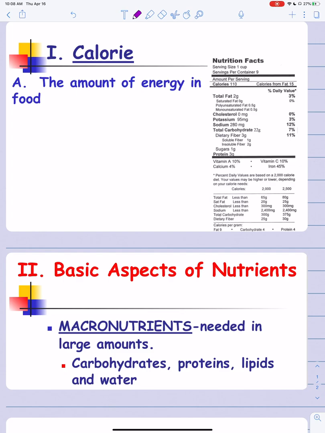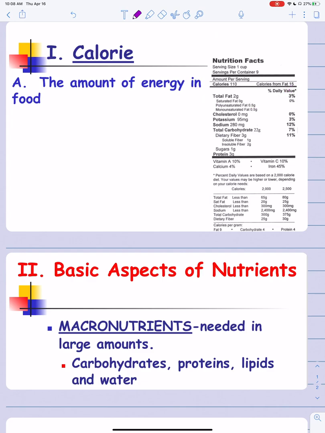So, the way we analyze our diet, first of all, we start with looking at our calories. The calories is the amount of energy in your food. And how do you find out the calories? Well, you would have to look on the nutritional label. So, the nutritional label comes on any packaged food.